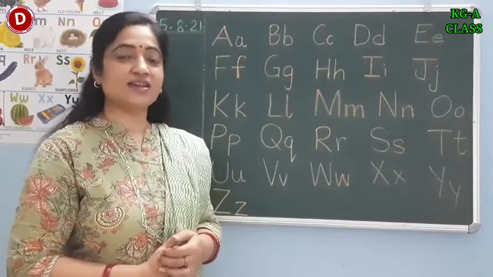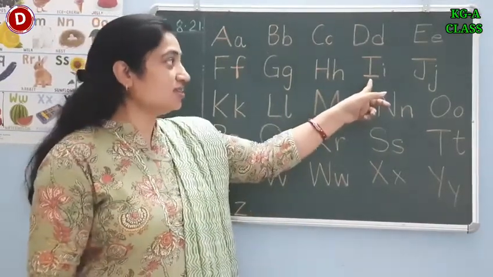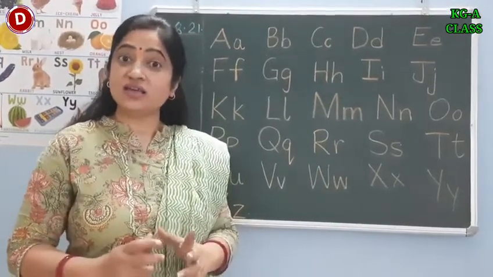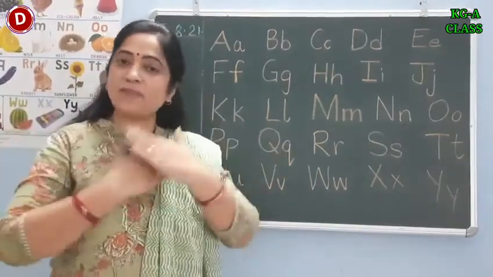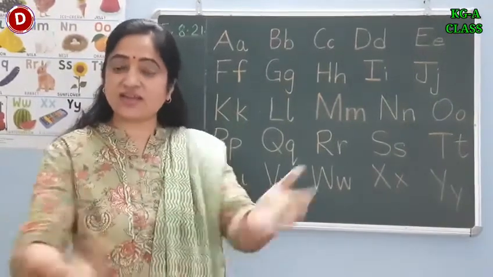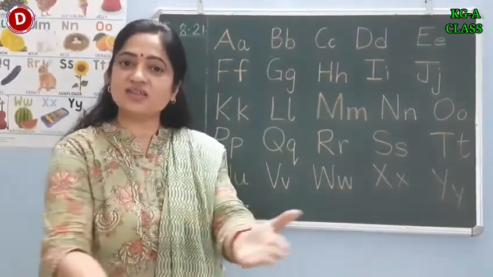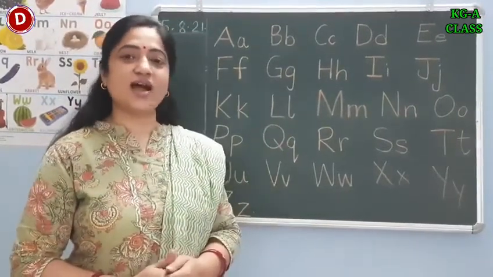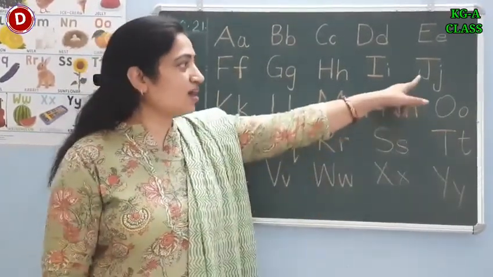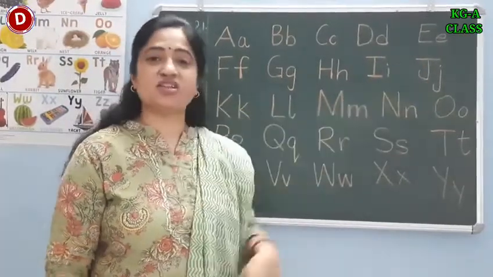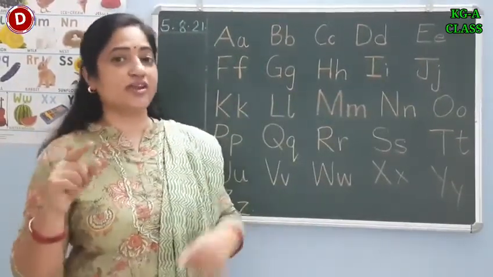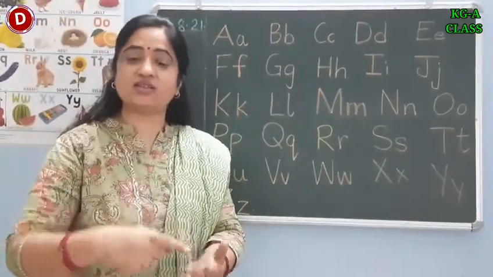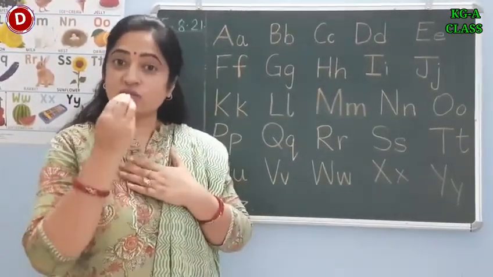So it says hop. Children, this is capital I, small i, and the sound of I is i. Inky the mouse is my pet. She spilled the ink and got wet. The ink is all over the desk. Inky is wet. So I says i. Now comes J. Capital J, small j. J says j. Jelly and jam, jiggling on the plate. Oh, what will I eat with it?